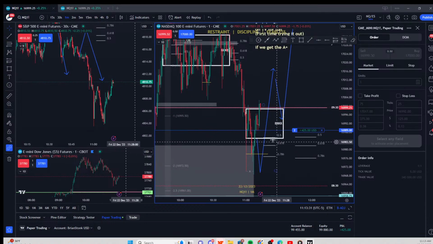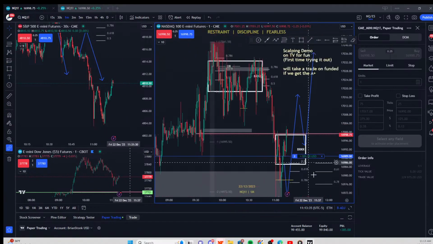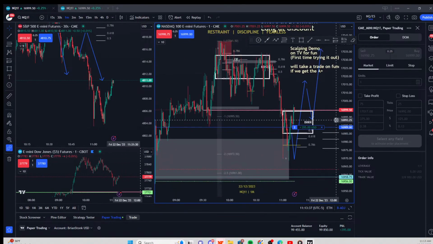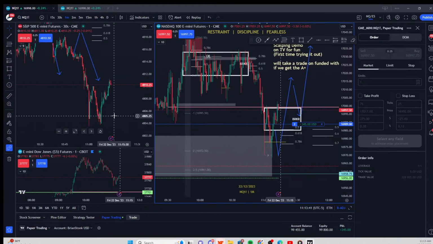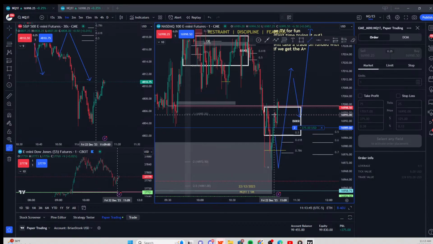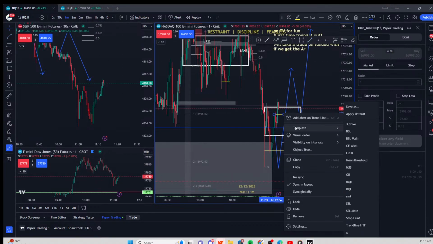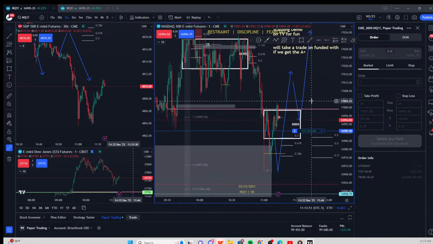I don't think it goes down this low because we're already at a very high time frame discount. I think we might just actually tap this order block and just come back up. Let me make sure I'm on the one. Okay, yeah. Should I buy?